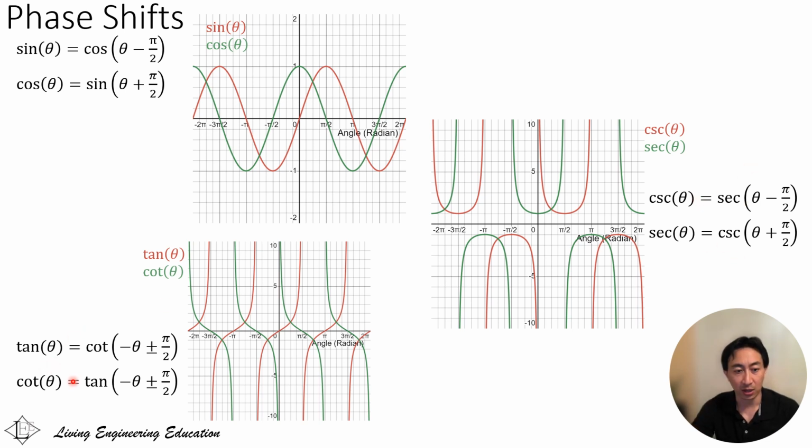For tangent and cotan, you have to have a negative in front of theta. Sometimes they'll write this as pi over 2 minus theta instead. So first I'll explain the reason why we need a negative here. For sine and cosine, we can shift the graph left and right, and then it'll lay over. Same thing for secant and cosecant. For tangent and cotan, we can't.